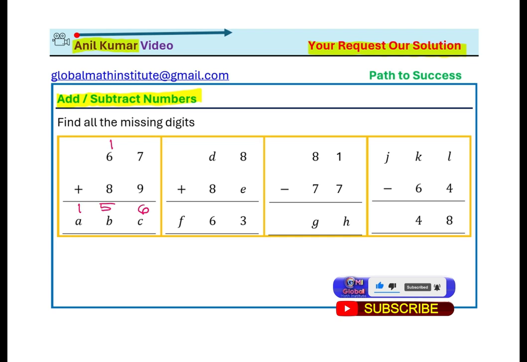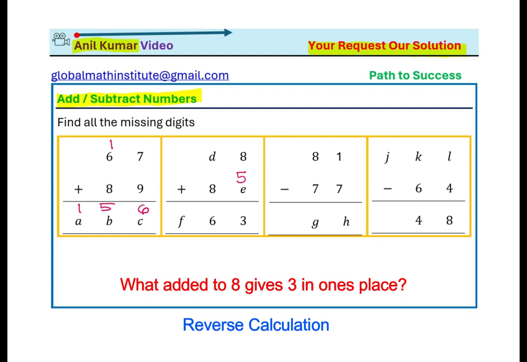So now let's do the next one, which is D8 plus 8E. We need to find what is D and what is E. So when we add something to 8, we get 3. What could that number be, right? So if I add 5 to 8, I get 13, right? So E should be 5. So that's kind of reverse calculation. 8 plus 5 is 13, and then 1 will be there.